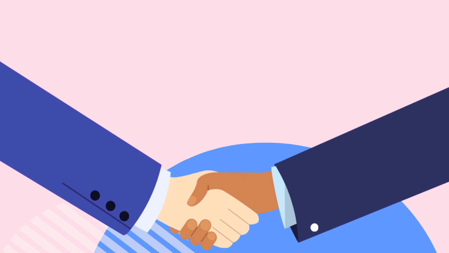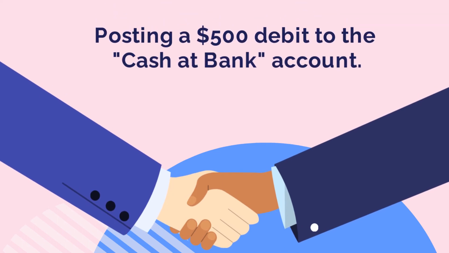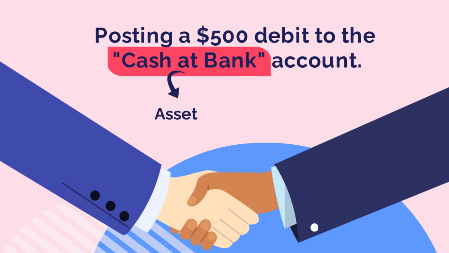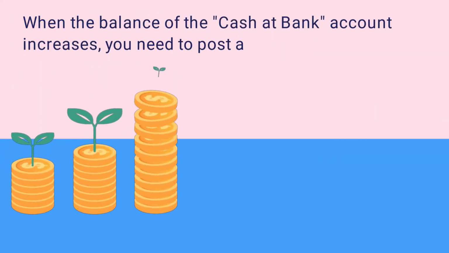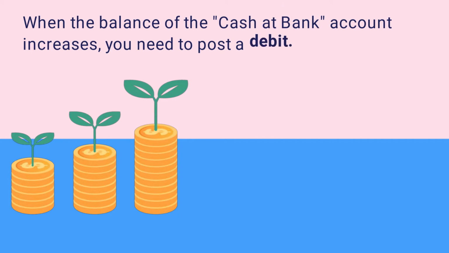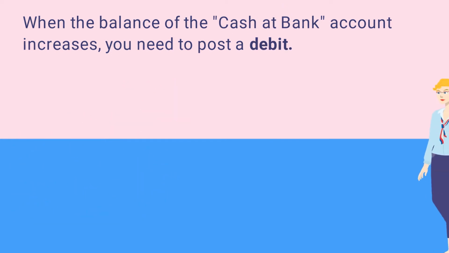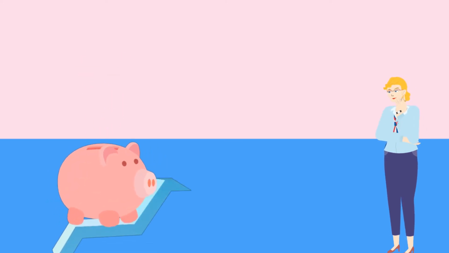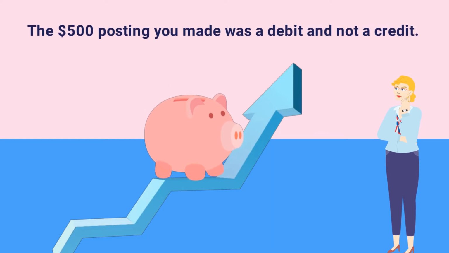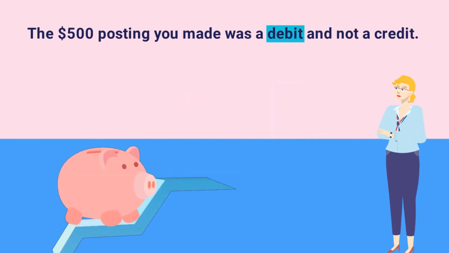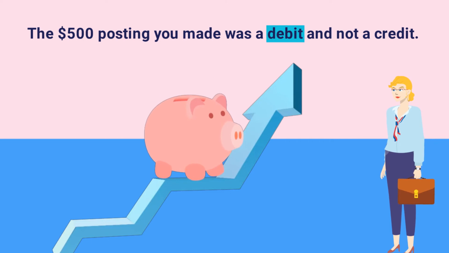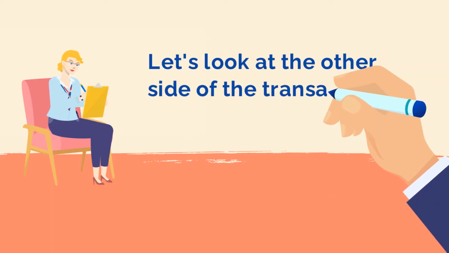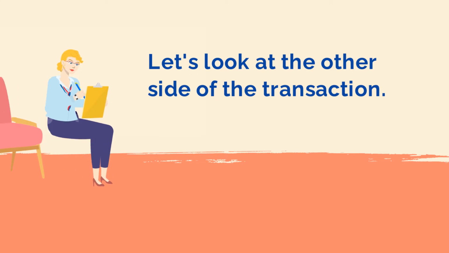Let's start with the first side of the transaction, which was posting a $500 debit to the cash at bank account. Cash at bank is an asset and is therefore debit by nature. So when the balance of cash at bank increases, you need to post a debit to the account. That's why when your client transferred $500 into your bank account, which increased its balance, the $500 posting you made was a debit and not a credit. See how that works?